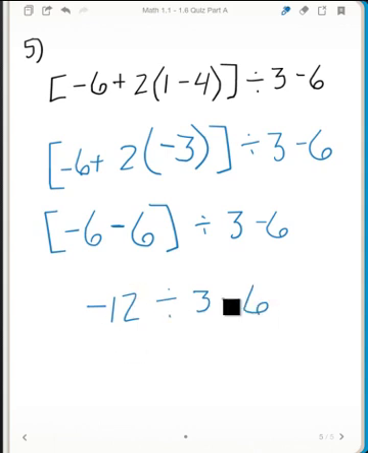Now I have to do my division before I do my subtraction. So negative 12 divided by 3, a negative and a positive will give me a negative. 12 divided by 3 is 4. Subtract by 6. Negative 4 subtract by 6, that's negative 10. That's the answer.